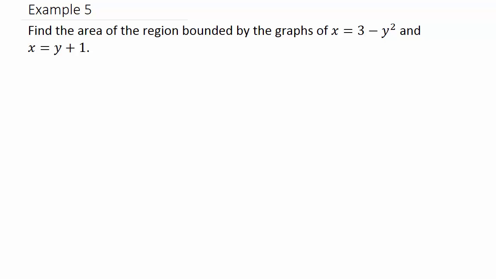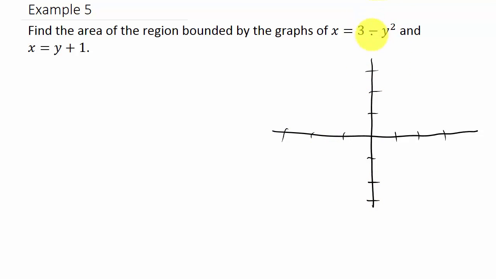It says find the area of the region bounded by the graphs of x equals 3 minus y squared and x equals y plus 1. Alright, so this one's a little bit different. Notice in the other ones the x was squared, but here we have the y squared. So we need to sketch a graph. Alright, so let's graph this one first.